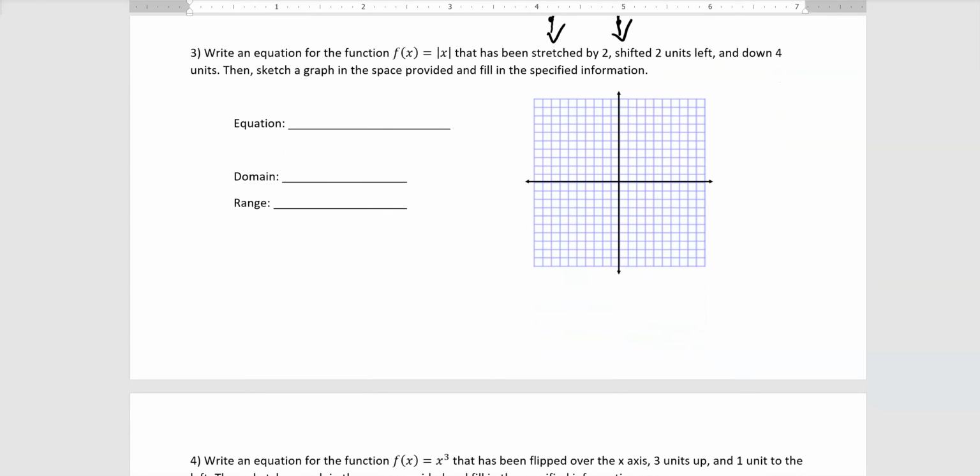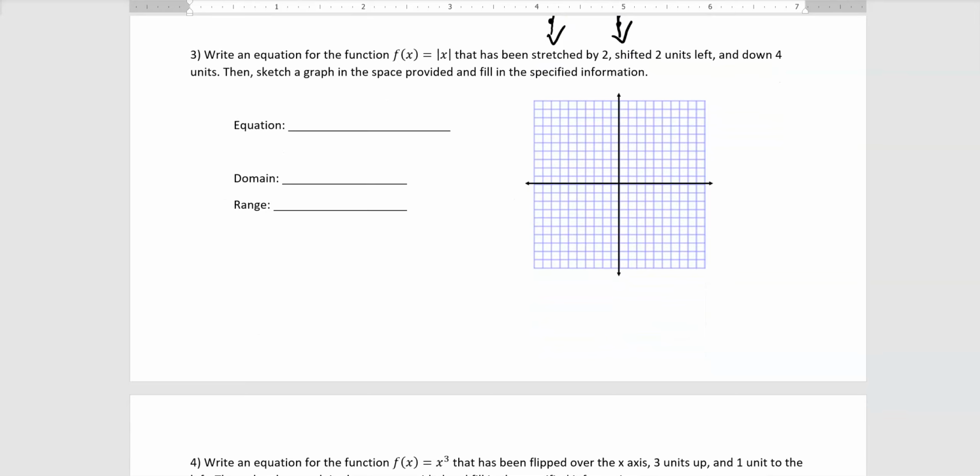Number 3, write an equation for the absolute value that's been stretched by 2, shifted 2 left, and down 4 units. So let's start by writing this function, f of x equals, so we've been stretched by 2, so that means we will have a 2 in front of our absolute value. We were shifted 2 units to the left, x plus 2, and then down 4 units, so that would be minus 4.